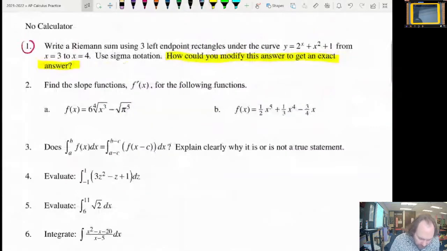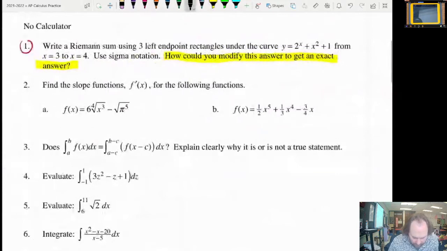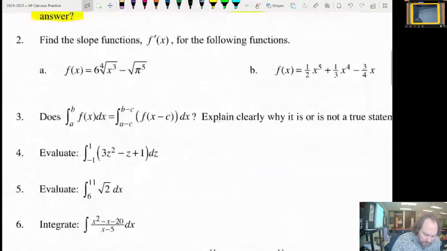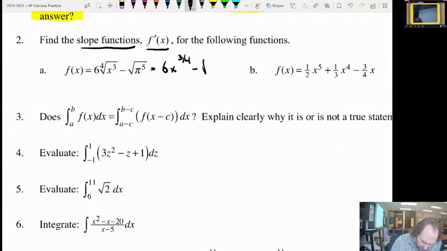We're going to find the slope functions, or f prime of x, for the following functions. It's important that no matter how far we get into this class, you never forget that f prime is just the slope of a certain function. I think we have enough space to do these right here because it's relatively simple. The only thing I would remember is that f of x, in this case, I would rewrite this as 6 times x to the 3/4 power. You can rewrite that root expression like that. It doesn't really matter what the square root of pi to the 5th is because that's just a constant. So when we take the derivative, it will become 0.